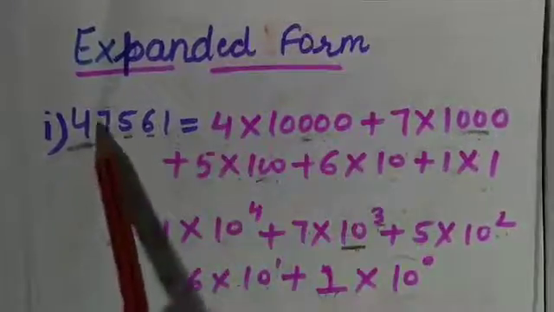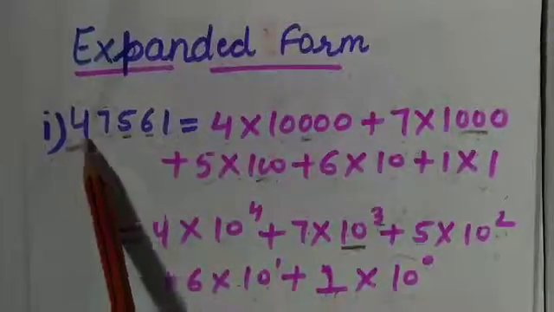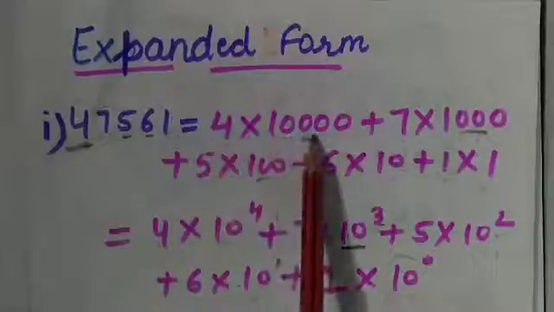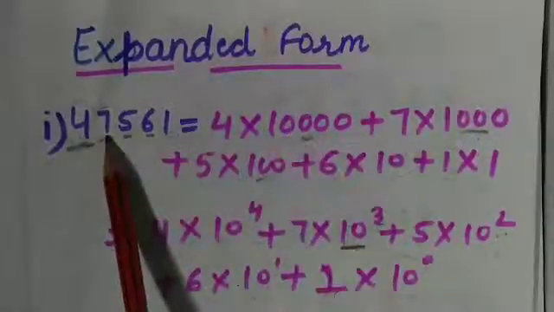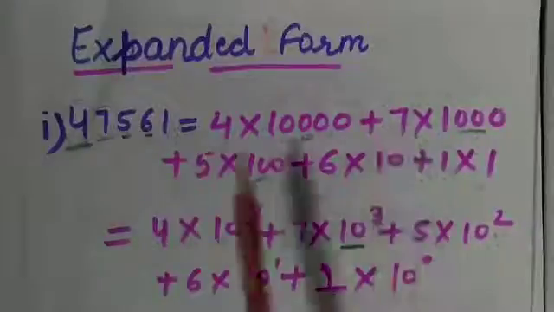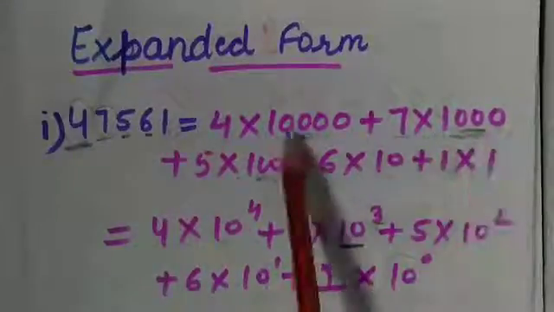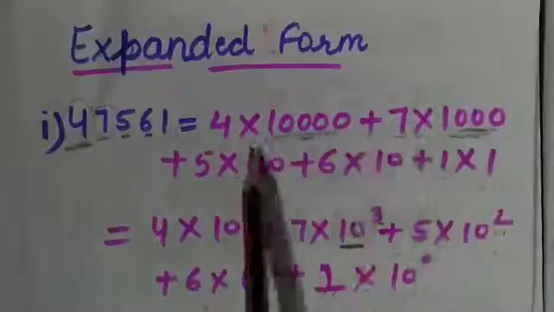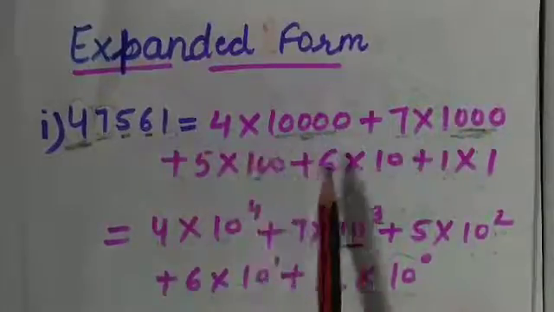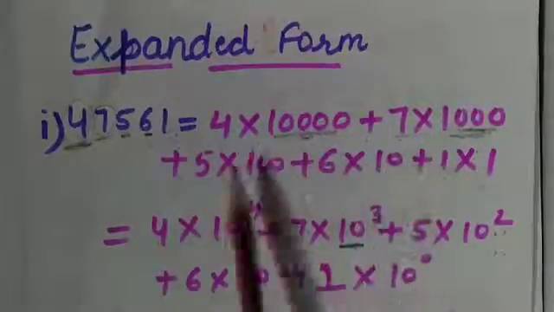So 4 is at the 10,000th place, so I have multiplied it with 10,000. This 7 is at the 1000th place, so I have multiplied it by 1000. So this is its place value and these are its places. I have multiplied each digit with its corresponding place, and I get the expanded form.